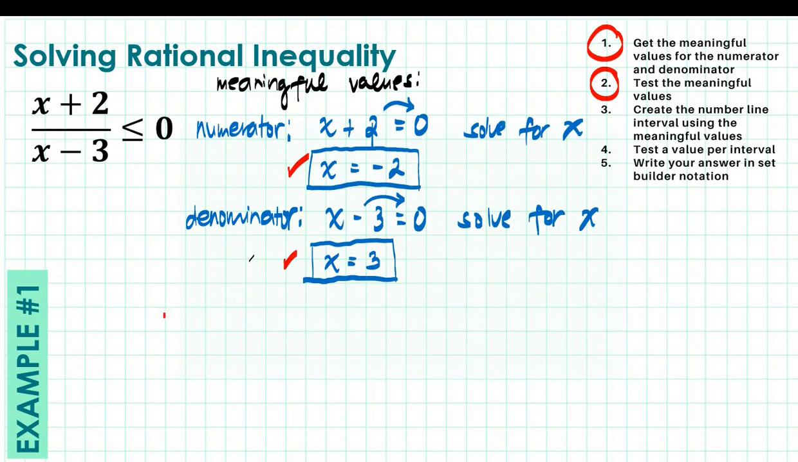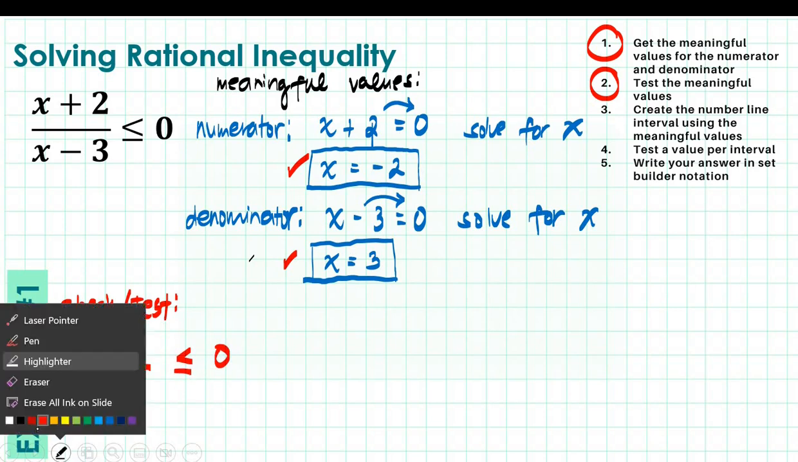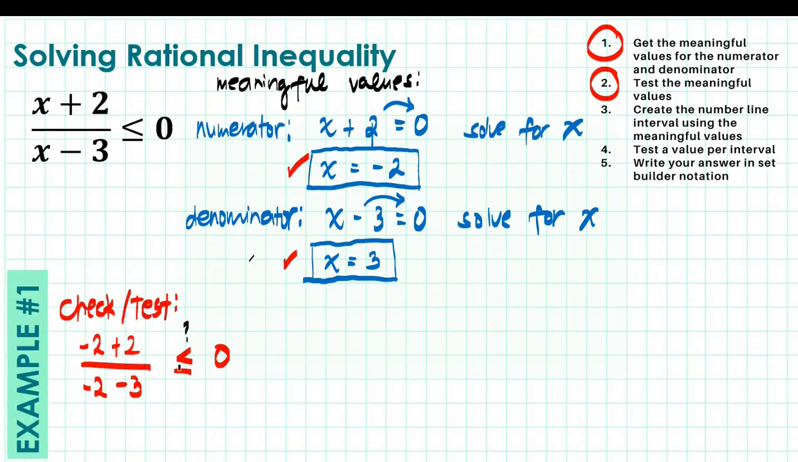So how do we test the meaningful values? We just need to substitute the values of x back into the inequality and see if the inequality is being satisfied. Let's start with x equals negative 2. So if x is negative 2, the inequality becomes (negative 2 plus 2) all over, for the denominator, negative 2 minus 3. We are checking if it is really less than or equal to 0. Let's put a question mark here.